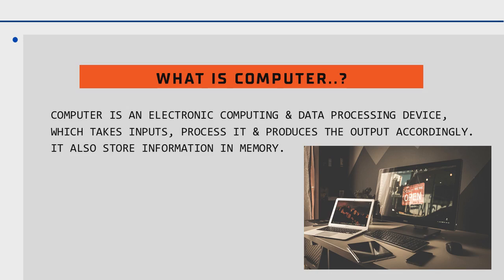What exactly is a computer? A computer is an electronic device that takes input, processes it, and gives output. For example, when we type on a keyboard, that's input. The computer works on it and shows the result on the screen, which is output. It can also store information in its memory, like saving photos or documents. In short, a computer is a smart machine that helps us with many tasks.